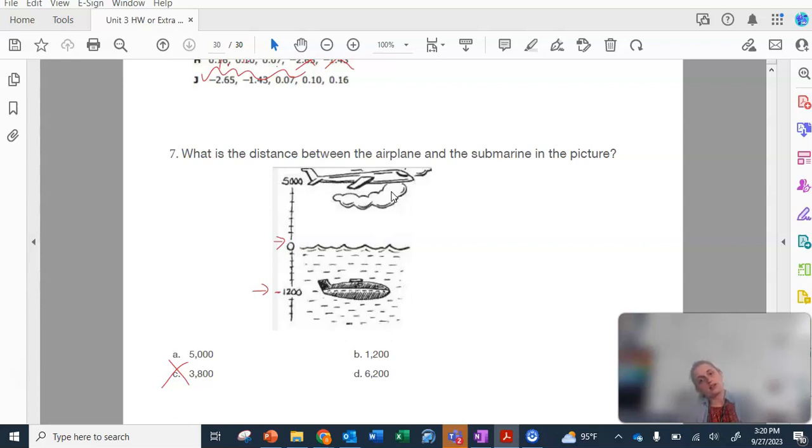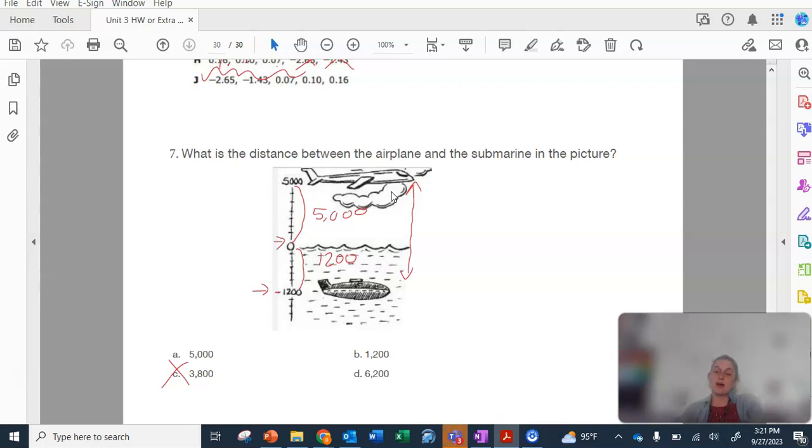We're going to find the distance between them. Technically, what we're doing is we're finding the difference between them. And difference is a subtraction word. I'm going to show you two strategies to do this. The adding strategy and the subtracting strategy. The adding strategy is saying, okay, I know that it's 5,000 feet between 0 and 5,000. And I know it's another 1,200 feet between the submarine and the surface of the water.